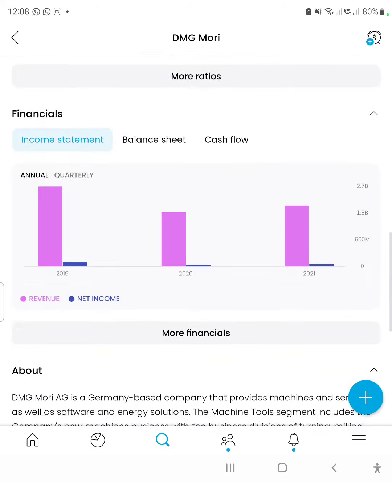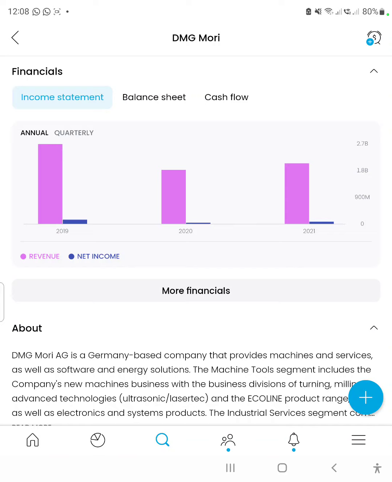So we're going to get into the first of the financial statements, which is the income statement. As you can see, the company's revenue, which is the light purple figure, and its net income are quite inconsistent. The company had a very large amount of revenue in the 2019 financial year, and it almost halved it, I believe around half the revenue, in the 2020 financial year, and it managed to increase it by a small factor in the 2021 financial year.